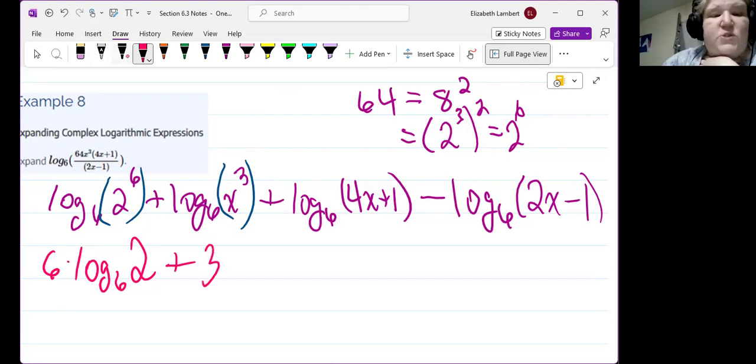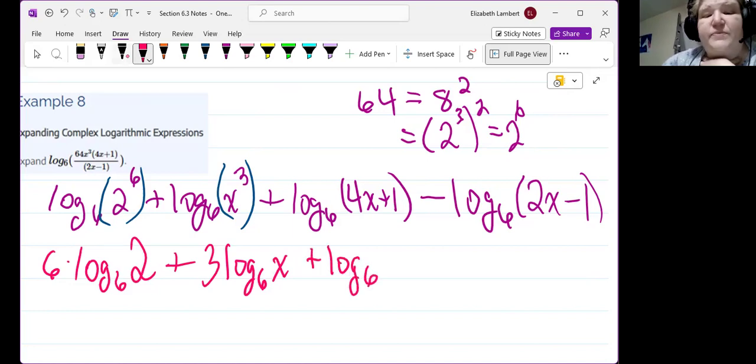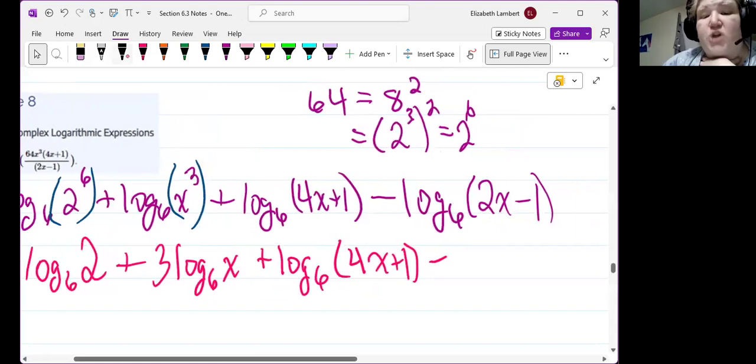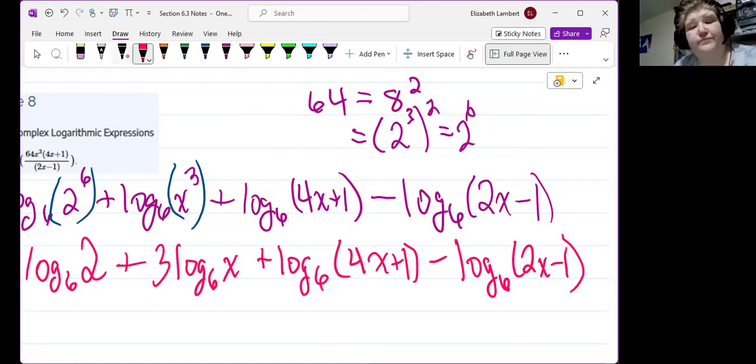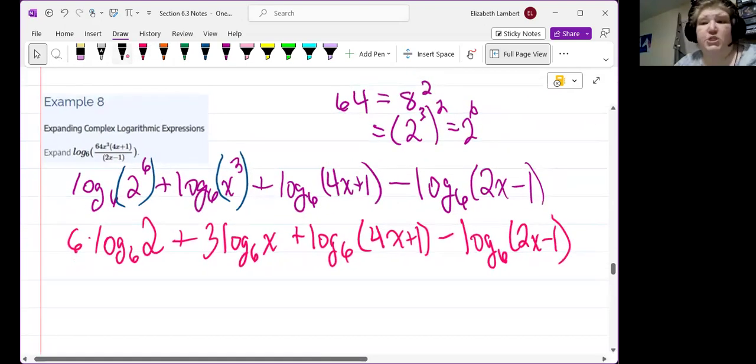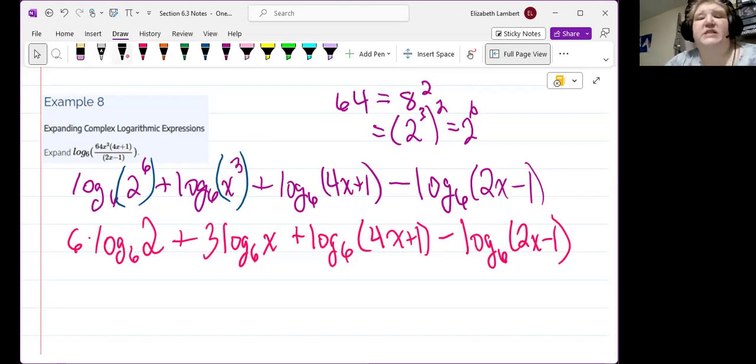All right, our next one, that 3 is going to come down. That'll leave log base 6 of x. And then these other two are staying as is. I cannot break the log across addition. And I cannot break the log across subtraction. So for those two, that's all she wrote. For those others, I managed to pull some powers down. Cool. But that's it. That is fully expanded.